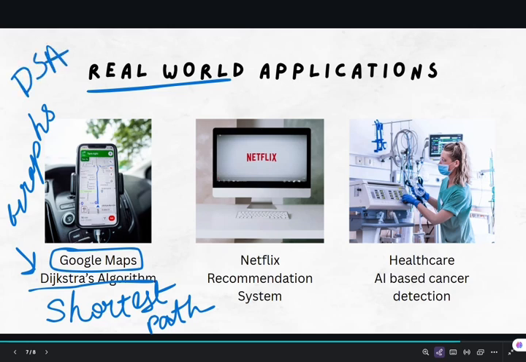Okay. Then you all must be using Netflix. Any K-drama lovers, please leave a comment down below because I am also one of them. It would be fun to know what's your favorite K-drama. Don't forget to comment it down below.